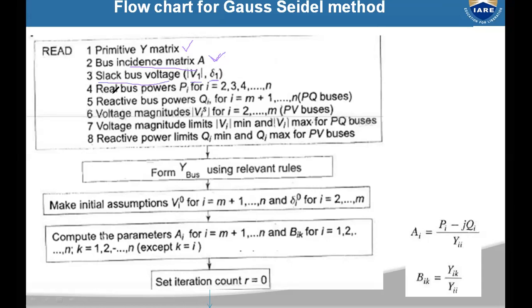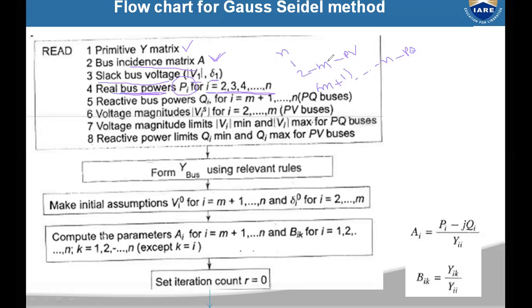And the real powers PI for all the buses 2 to n. Okay, if it is an n bus system, out of which the first bus is the slack bus, buses 2 to m are PV buses, and m plus 1 to n are PQ buses.